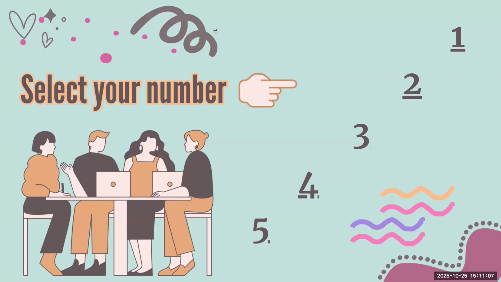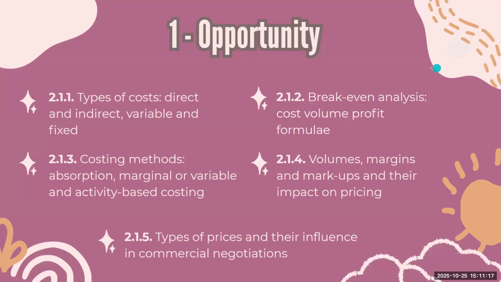Now, let's do it in chronological order. I'll select the first number and let me click on this. The first number is an opportunity. So do you have any question for these topics? I would like to take the topics from 2.1 about different types of costs, break-even analysis, and different costing methods like absorption, marginal, or activity-based costing.